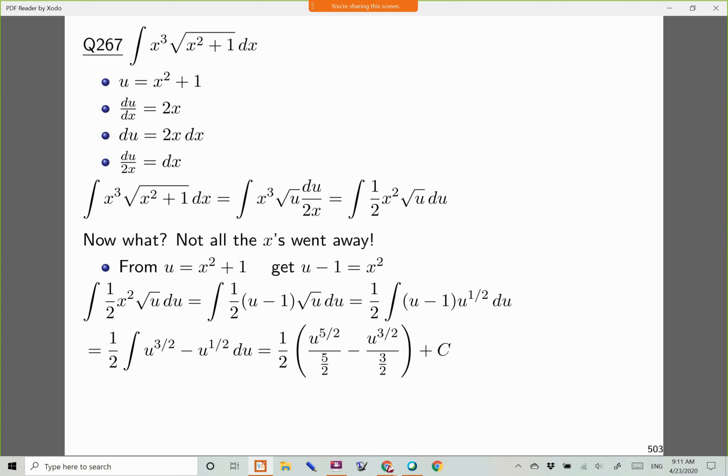Okay, but we're not quite done, right? Now that we've done this, we've computed an antiderivative. The original question didn't have u's in it. The original question had x's. So we need to go back and replace the u's here and here with x squared plus 1. And we'll have a thing that looks like this. It looks kind of big and messy, but the last step isn't so bad, right?